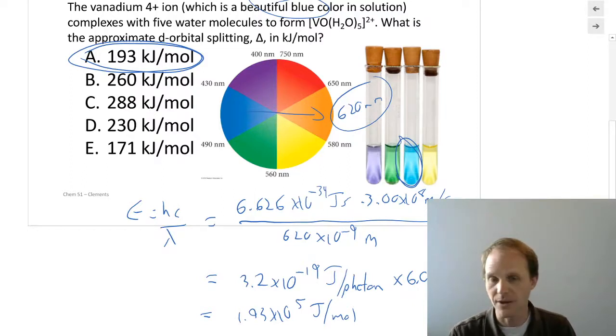All right, so that's what I expect you to be able to do, that calculation forward or that calculation backwards, remembering that the color is not the same thing as the color absorbed.